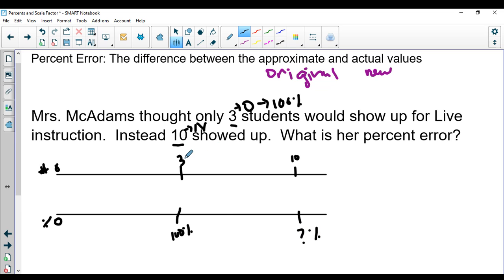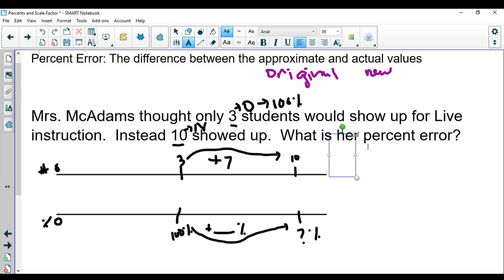All right, so now I need to figure out what the difference between these two numbers is. And if I take 10 minus 3, I know that my difference is 7. So I am adding 7 students to what I thought would show up. Now, 7 doesn't represent the percent. 7 is the difference between 10 and 3. So don't look at this and say, oh, it's 7% because the difference up here is 7. That is not the case. We need to figure out what percent of 3 is 7 so that I know what percent I am adding, and that would be my percent error.